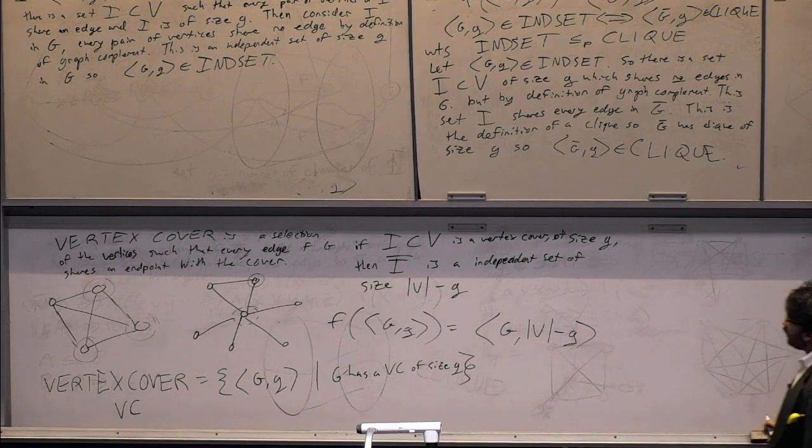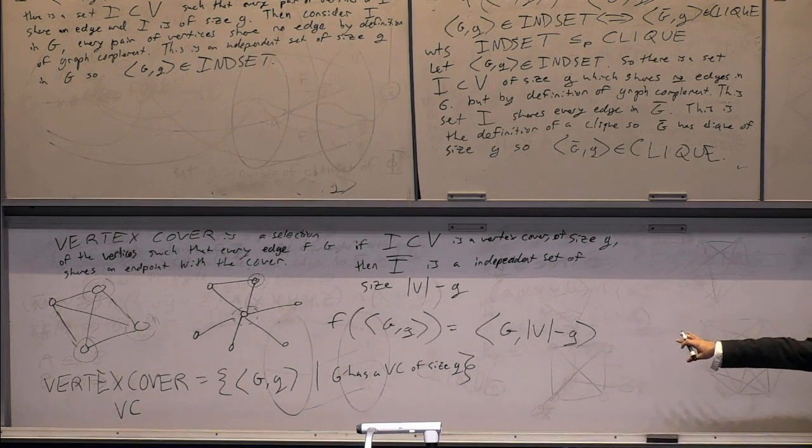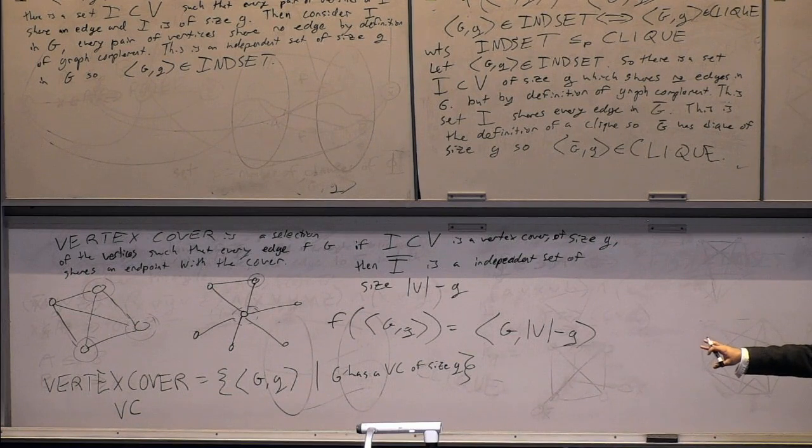First, we prove vertex cover is in NP. Any questions on the transformation about why that's correct, when something is or isn't a vertex cover? Why the complement of the vertex cover solution? We didn't complement the graph. We complemented the solution itself, right?